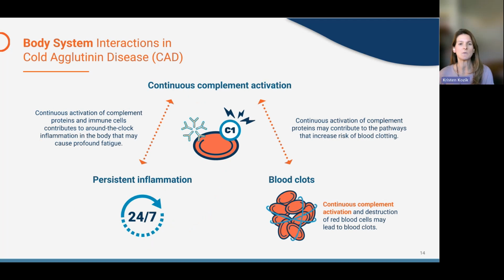So even though we know that continuous complement activation causes that constant hemolysis and inflammation in CAD, complement activation may affect other body mechanisms that can have potentially severe consequences. As we discussed earlier, continuous activation of the complement proteins and immune cells contributes to that around the clock inflammation in the body that causes that profound fatigue. But continuous activation of the complement proteins can contribute to the pathways that increase the risk of blood clotting and can enhance the clumping of platelets known as aggregation.